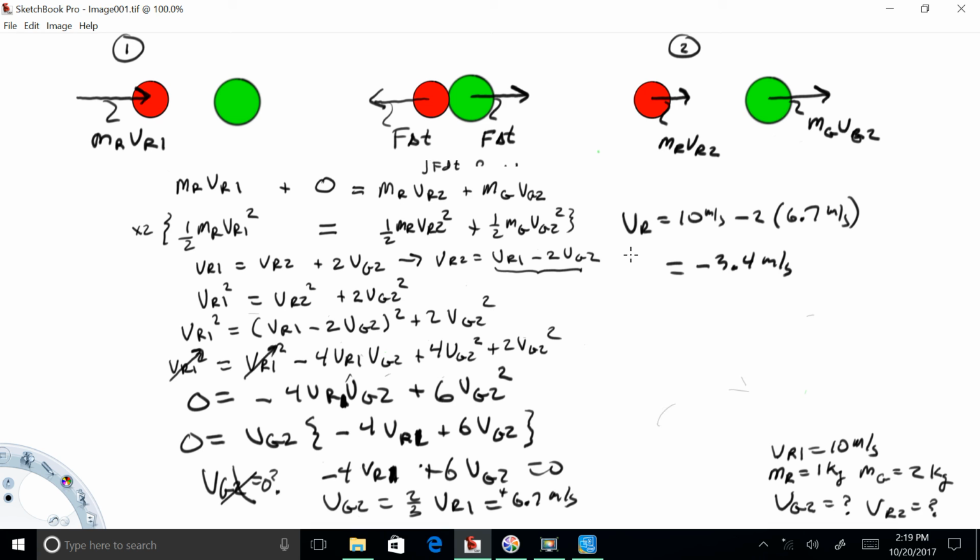Now you notice that VR2 came out negative. It's like, what does that mean? Well, remember, we guessed a direction on that vector. And that vector came out negative, and that means that the assumed direction is incorrect. Doesn't mean we've done anything wrong. In fact, we now know that VR2 is 3.4 meter per second approximately to the left.